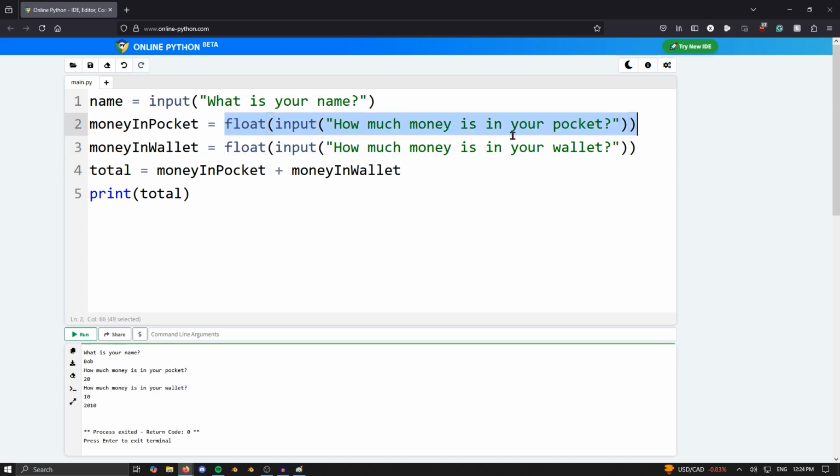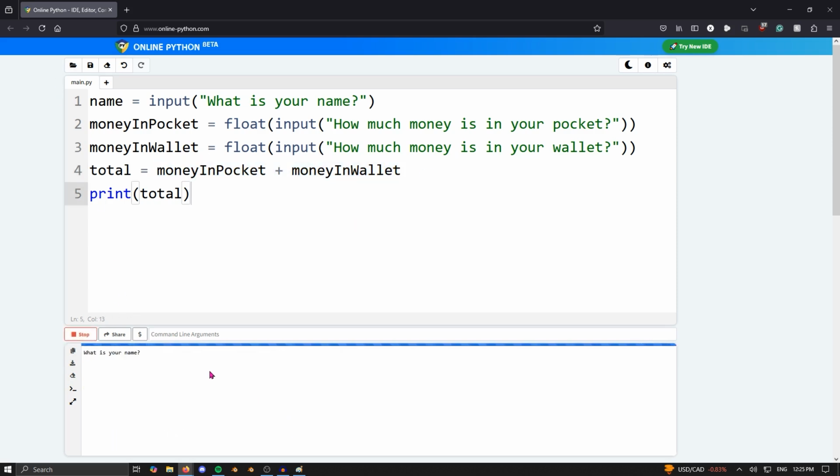So now the computer is like, okay, whatever money in pocket is now a number, it is not a sentence. Money in wallet is also a number, not a sentence. So then when it tries to do the plus symbol to a number and a number, it knows that the plus symbol with a number and a number is actually addition, it is not joining. So it will actually add them. So now, if I run this, what is your name? Bob, 20 and 10. Okay, I get 30, which is good.